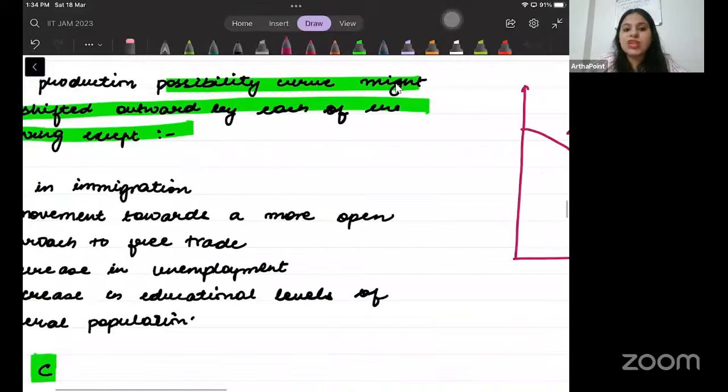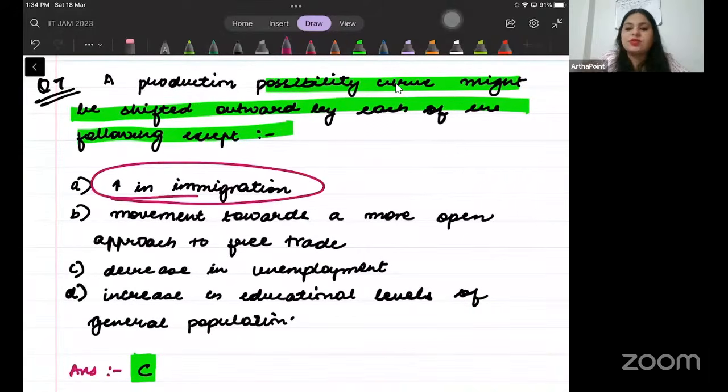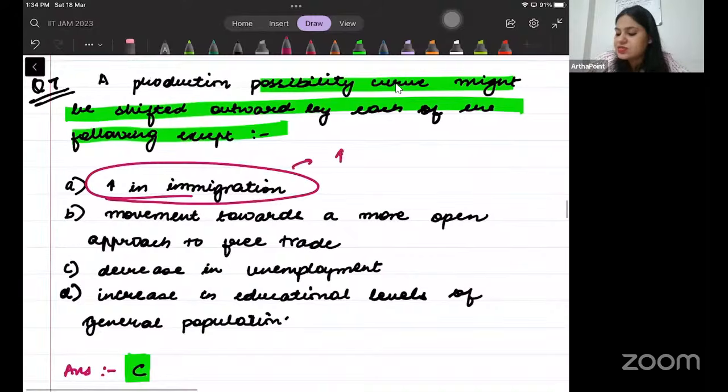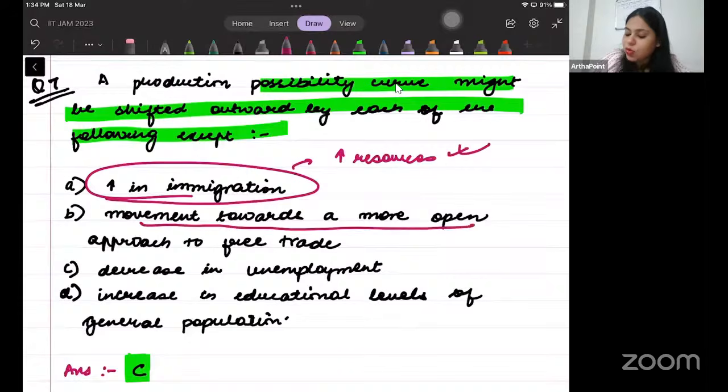Okay. Increase in immigration. So if you have more labor coming from outside the country, that is simply an increase in resources. So this is correct. It can shift my PPC outwards. Movement towards a more open approach to free trade.